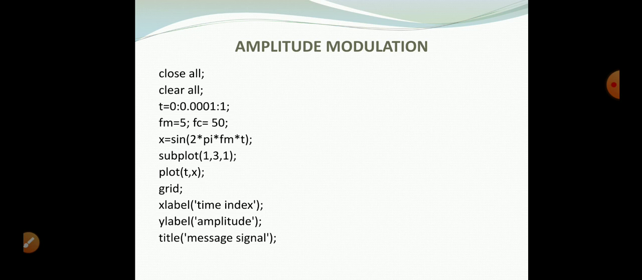Subplot 131 means among three figures, here you are representing the modulating signal as the first figure. Then plot t comma x means plotting the modulating signal, and grid, labeling in x position, y position, and title are given. And in this y equal to sine 2 pi fct, here you are drawing the carrier signal.